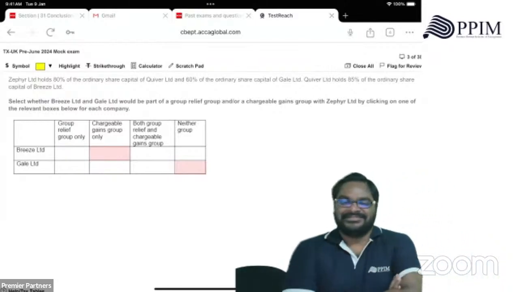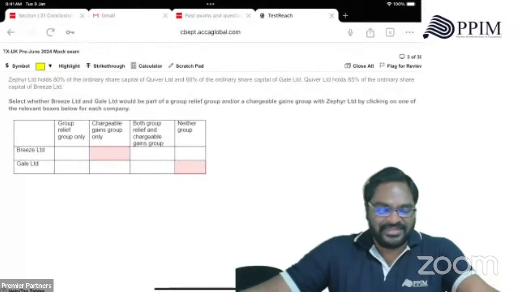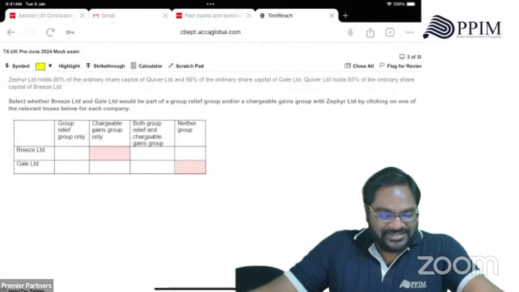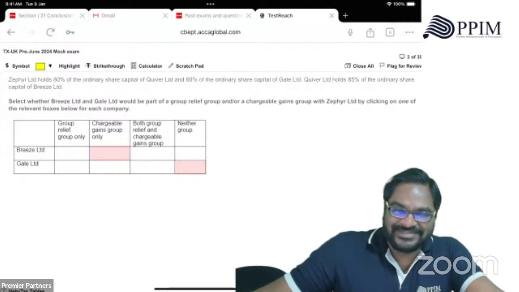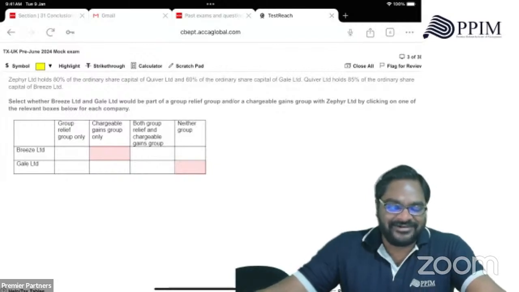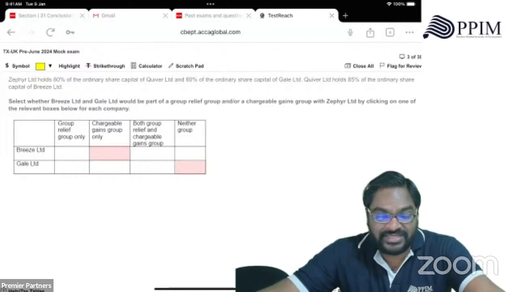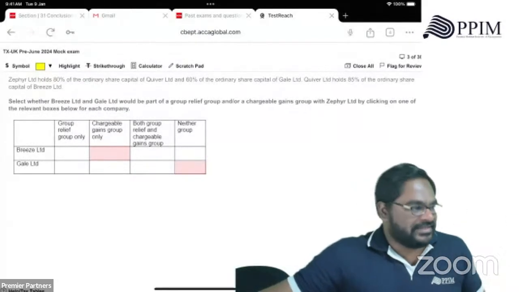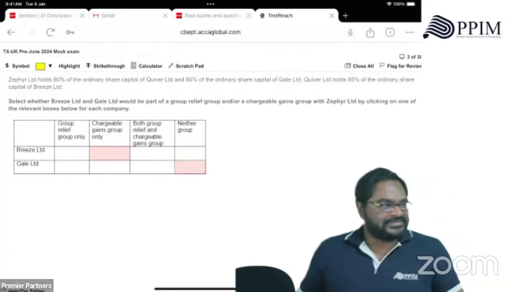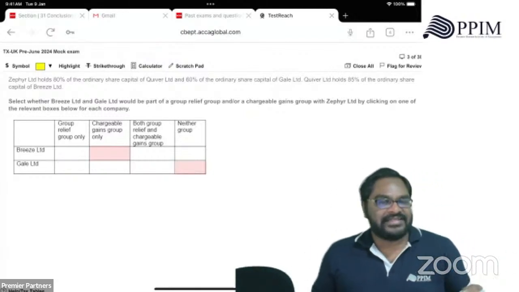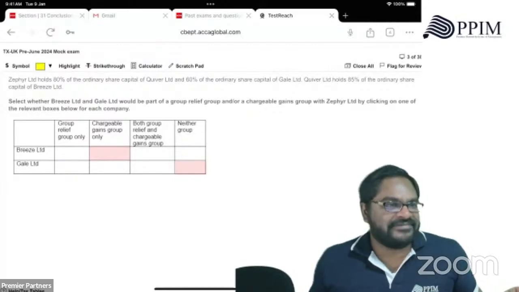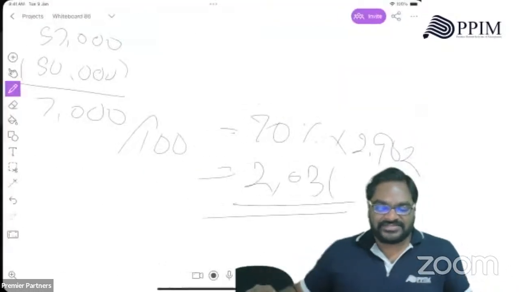Okay. Right. Let's read the scenario. Z holds 80% of the ordinary shares of Q Limited and 60% of the ordinary shares of Gail Limited. Q holds 85% of the ordinary shares of Breeze Limited. So if you get a question like this, what should be your first step? Exactly. Try to draw it. It will not take more than 1 minute. So we have Z to start with, right?